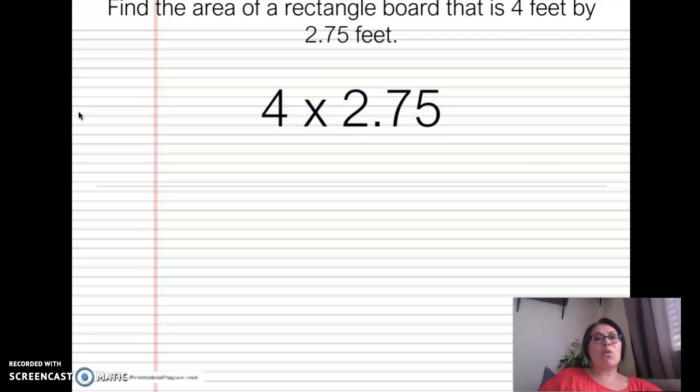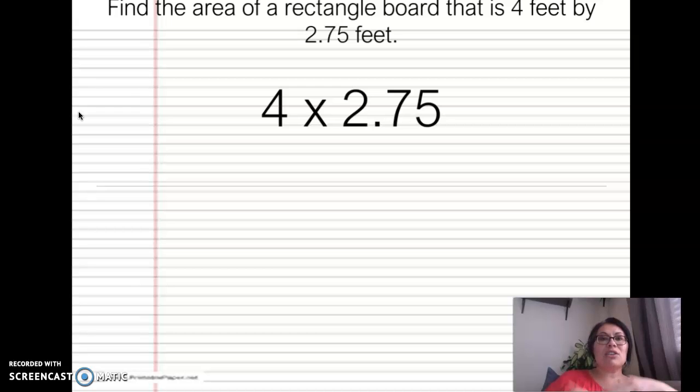If we're going to find the area of a rectangle board that is 4 feet by 2 7/500ths, there are two different ways that we can look at this. We have done multiplying by fractions before, and fractions are a lot like decimals because we have part of a whole. 7/500ths is part of that whole. We can also write it as 75 over 100.